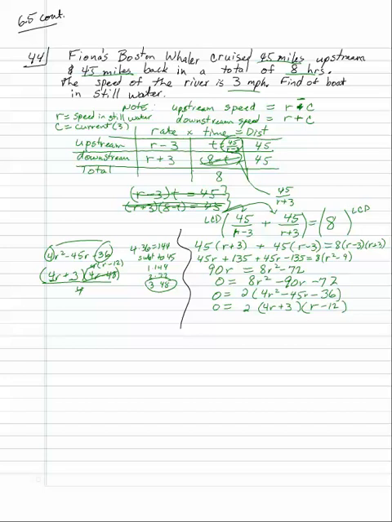And I solve it, set them all equal to 0. And so obviously that one won't make sense in context of the problem. So the rate of the boat in still water is 12 miles per hour. And that's what I want to answer, so I don't have to do any other work with it.